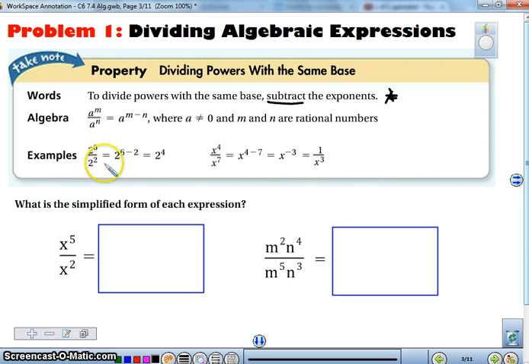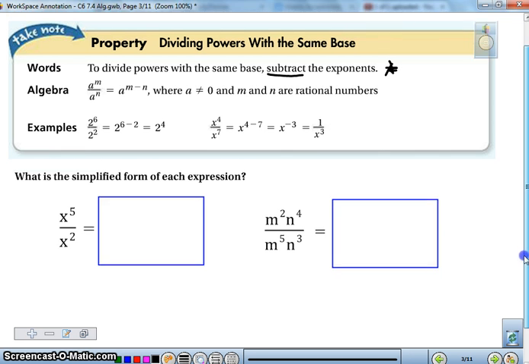Here's a couple examples. 2 to the 6th over 2 to the 2nd: 2 to the 6th minus 2, 2 to the 4th, leaving our answer as a power. X to the 4th over x to the 7th. We always take the numerator, the 4 minus 7. We get a negative exponent, negative 3, and then we rewrite it positive.